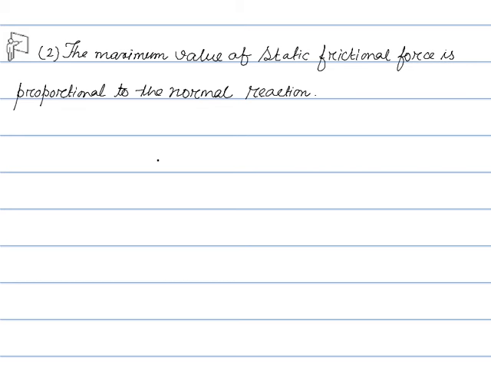Now the second law: the maximum value of static frictional force is proportional to normal reaction. Means suppose a block is kept on this table. Now the weight of the block acts vertically downward, and the reaction acts in the upward direction. Now suppose we are applying force on this block by putting mass on this hanger, which is connected through a string through this pulley.